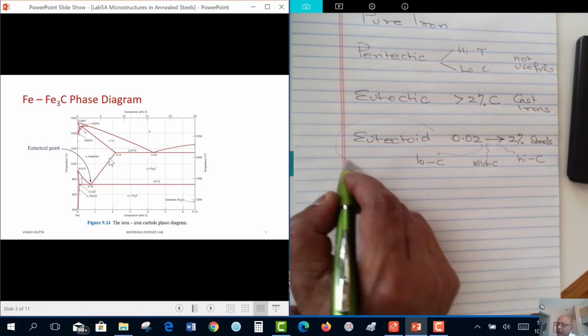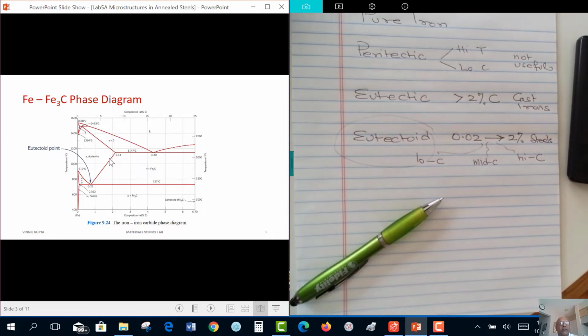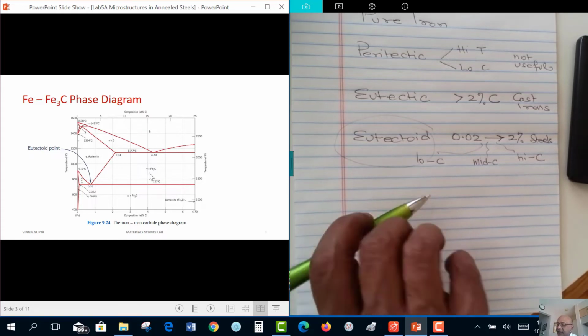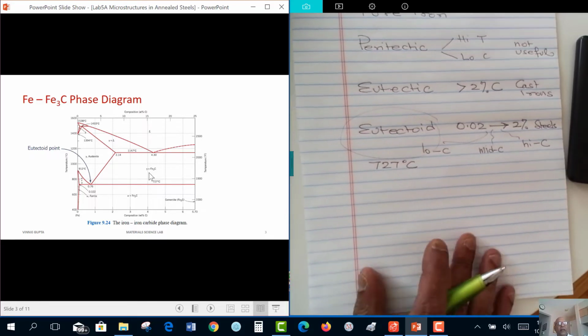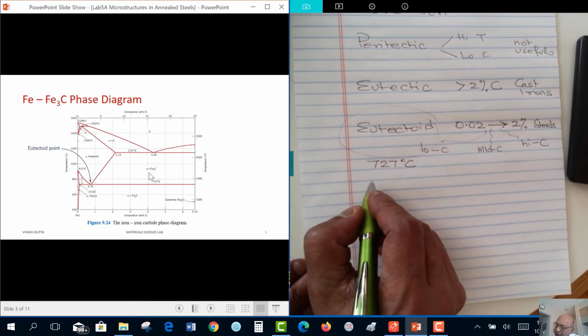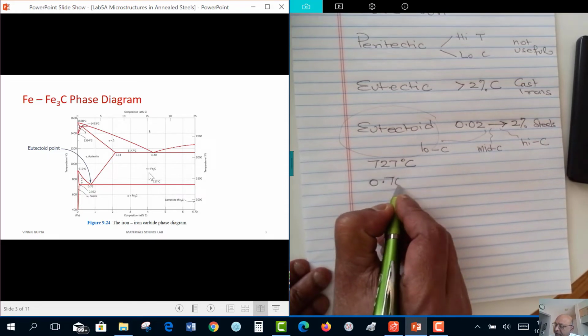So we are going to exploit this eutectoid reaction. Notice this reaction occurs at about 727 degrees C, so about 700 degrees C. And the eutectoid composition is 0.76% carbon.